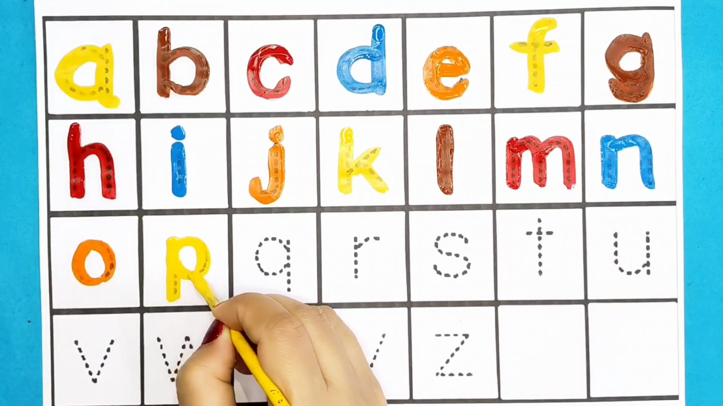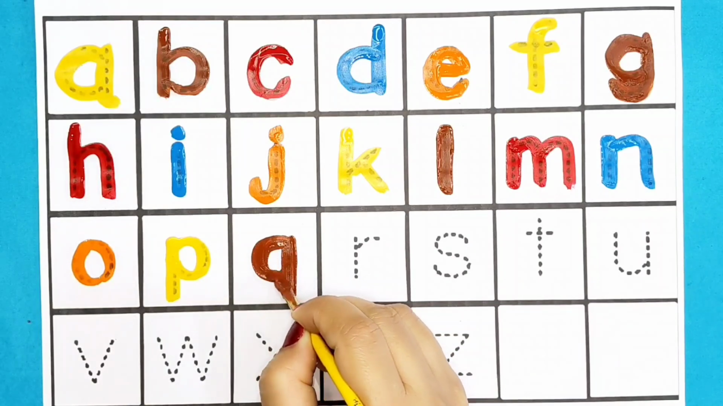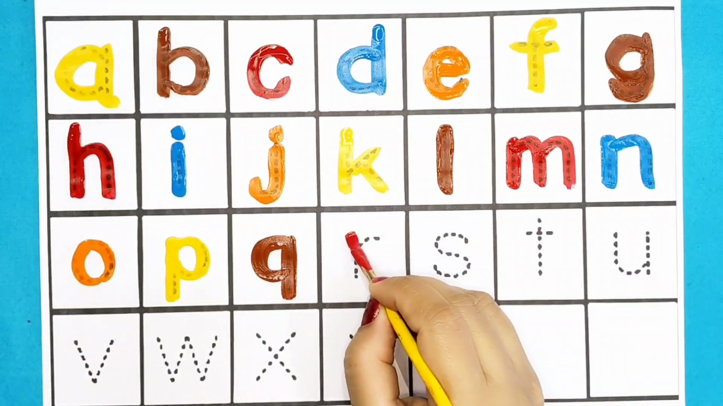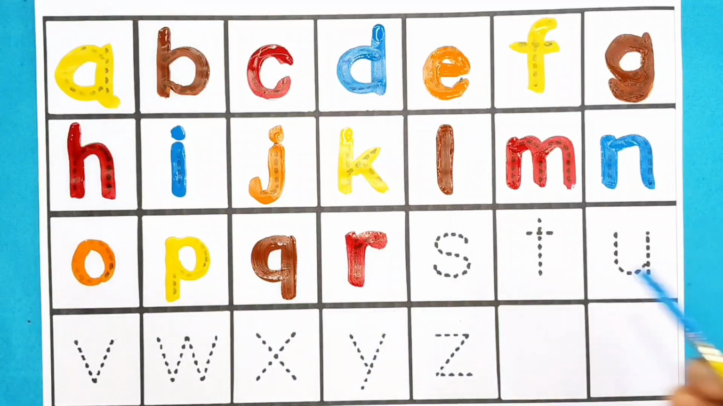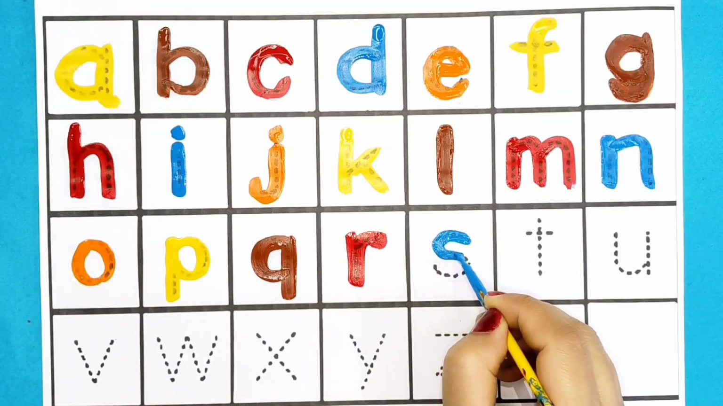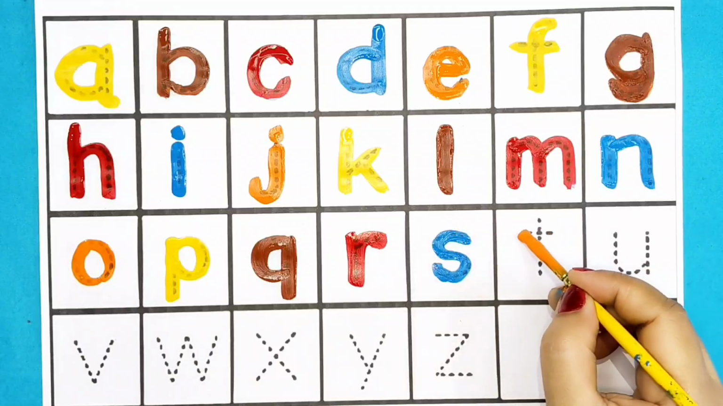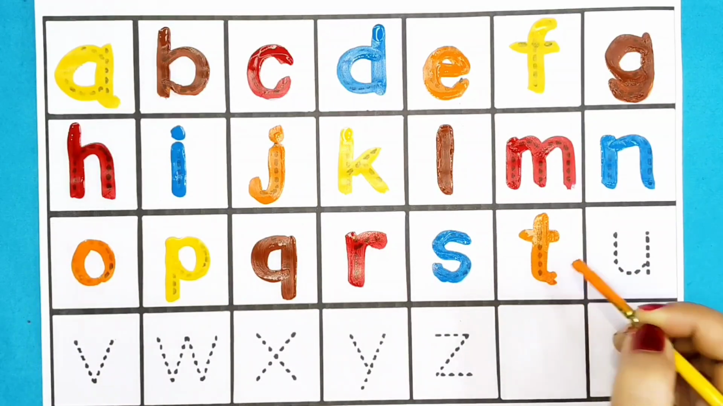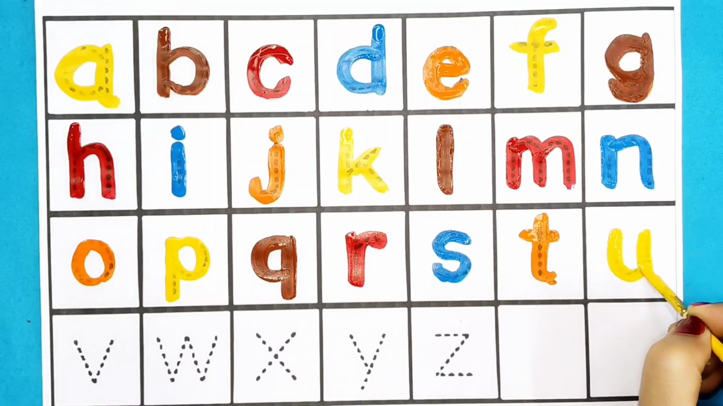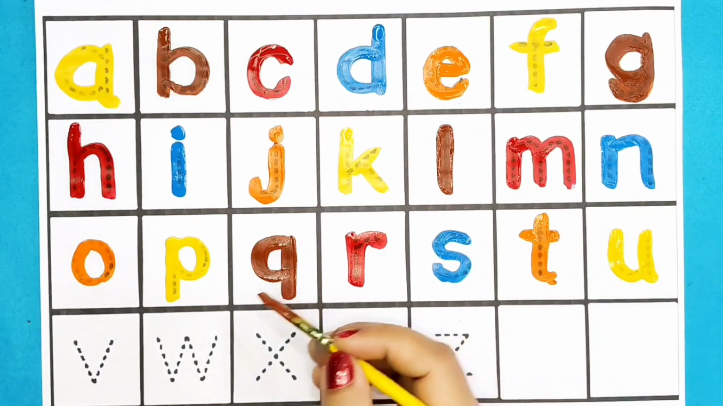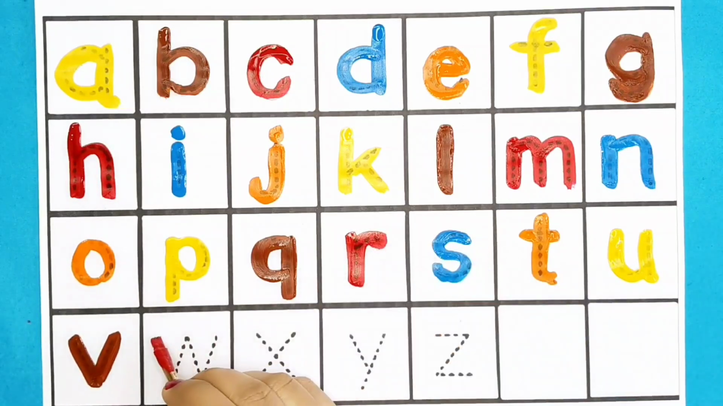P for panda, brown color. Q for queen, red color. R for rabbit, sky blue color. S for sun, orange color. T for tiger, yellow color. U for umbrella, brown color. V for fan, red color.